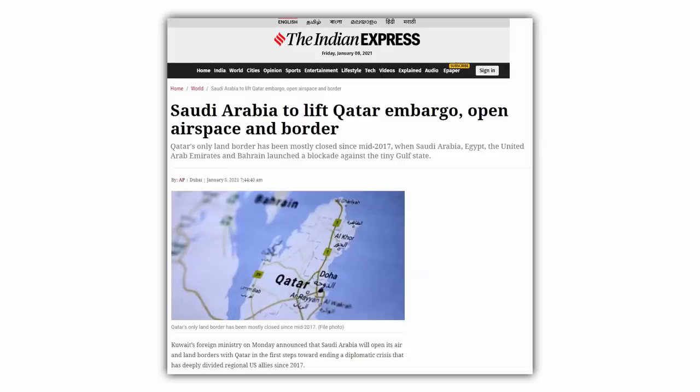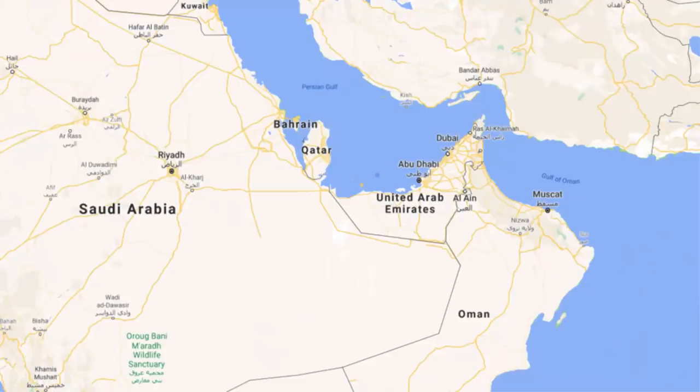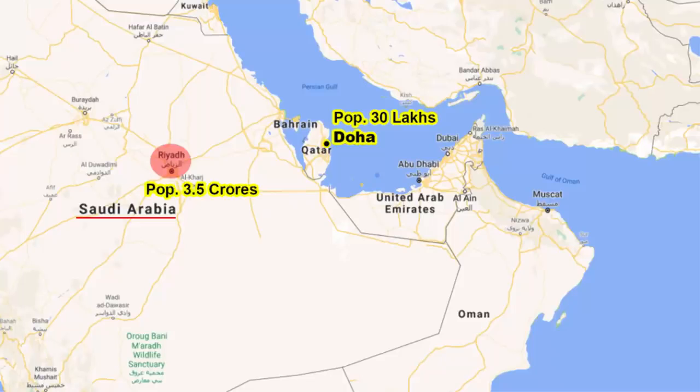Saudi Arabia has reopened its airspace and borders to Qatar after a long dispute. Here is Saudi Arabia, and here is Qatar. Qatar is basically a peninsula, that means it is surrounded by water on three sides. The capital of Qatar is Doha, and the population of the city is close to 30 lakhs. The capital of Saudi Arabia is Riyadh, and the population of the city is close to 3.5 crore.